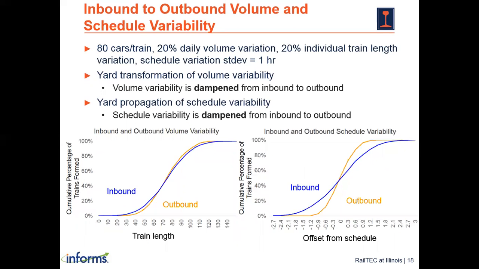Lastly, with both inbound volume and schedule variability, a dampening trend for both volume and schedule can be observed in the outbound traffic, although the trend of volume variability is negligible compared with that of schedule variability. Combining the three experiments, a conclusion can be made that the yard functions to moderate the variability, and the variation can be transformed and propagated between them.